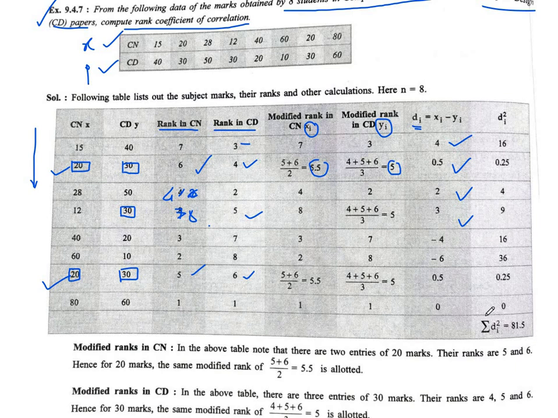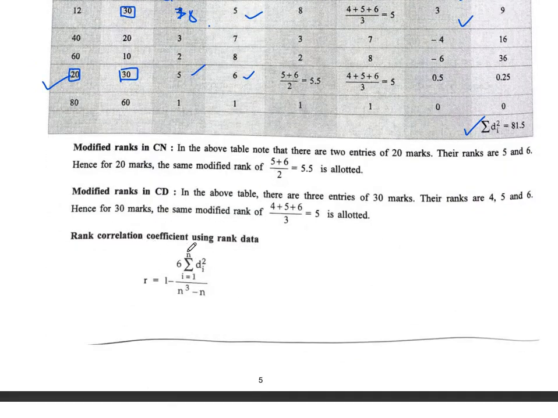And we take the summation of this di square. That comes out to be 81.5. After that, this is the formula for the calculation of Spearman's rank correlation. R is equal to 1 minus 6 summation of di square, so that value is 81.5, over n cube minus n.